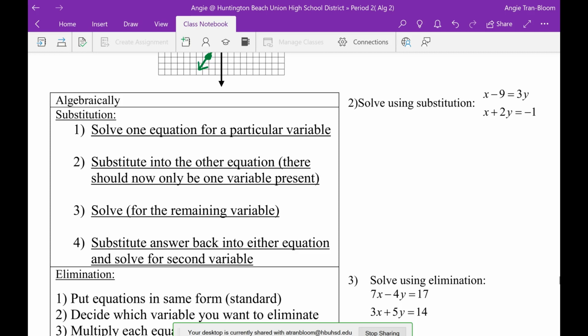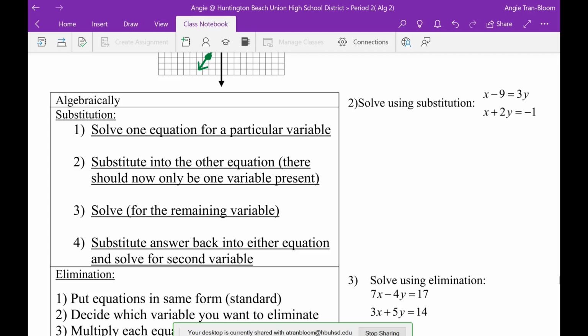Hope, can you help me read number 1, please? Solve one equation for a particular variable. Very good. Okay, so pick an equation, solve for a variable of your choice. Baron, can you help me read number 2, please? Substitute in the other equation, there should now be only one variable present. Very good. Madeline L., can you help me read number 3, please? Solve the remaining variable. Perfect. And Amanda R., can you help me read number 4, please? Substitute answer back to either equation. Perfect. So we're going to execute number 1 first, okay?